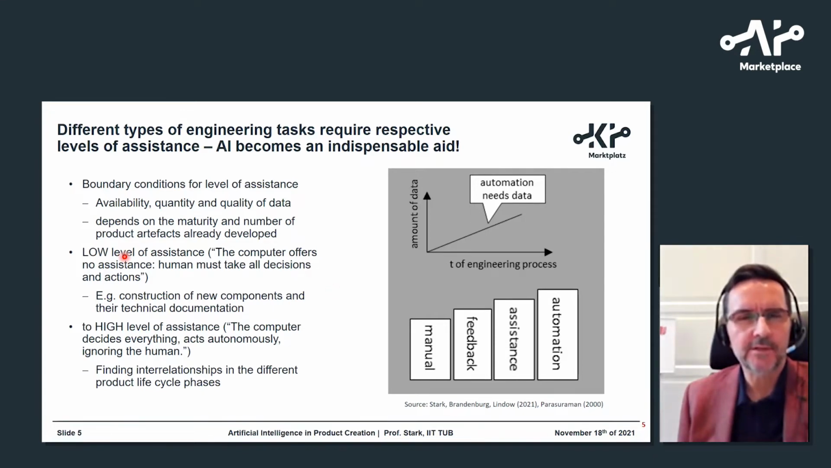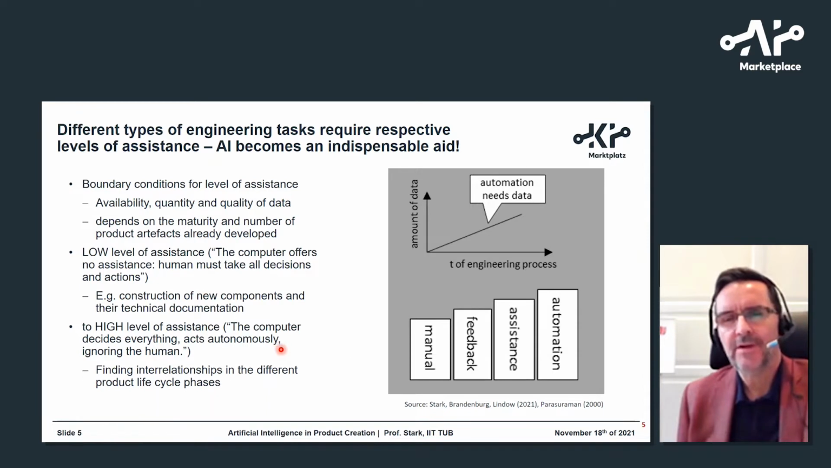Do we have low-level assistance? The computer offers no assistance. It all needs to be done, also method-wise. Or can we even go to the very high assistance, where the computer is preparing decisions and we just reflect them? So that is a big discussion within product creation, which engineering tasks are good for which type of system, where AI will become an indispensable aid, because we cannot foresee and entertain all the data just by human thinking. So we do have a need to use AI in any case.